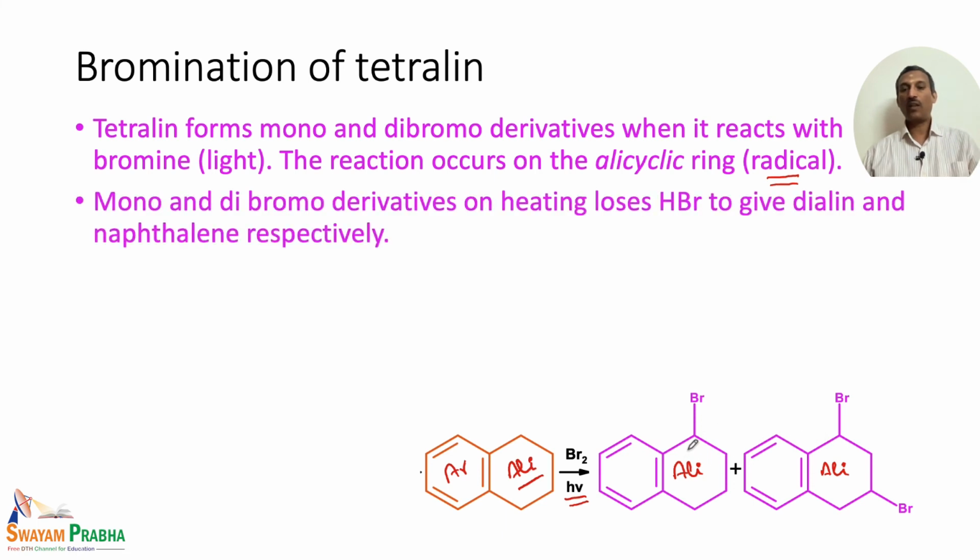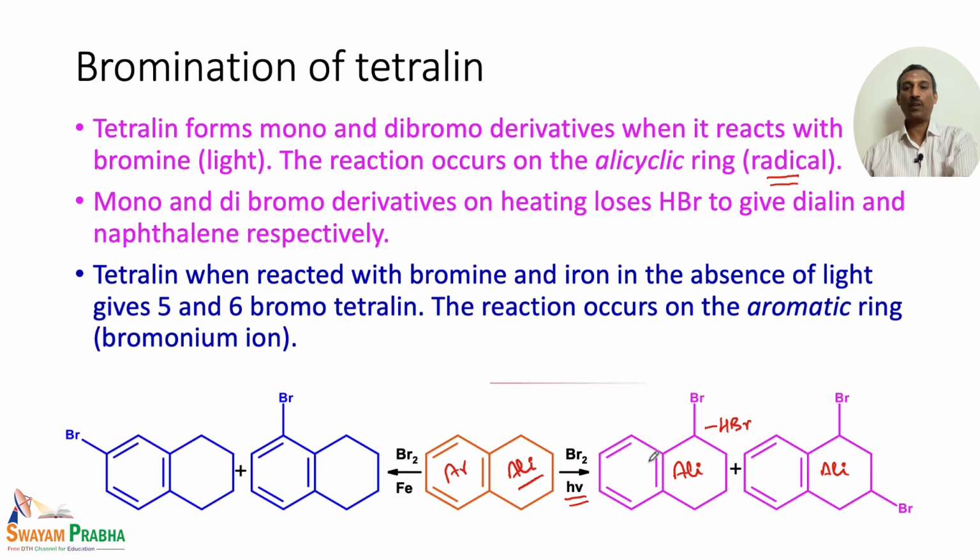And if we dehydrobrominate these monobromo or dibromo derivatives, we end up with two different types of product. The dehydrobromination, that means the removal of HBr from this molecule, leads to the dialene, that means one double bond is formed. And if both the bromine atoms are removed from the dibromo derivative, we end up with naphthalene as the final product. So these are all the reactions of bromine.